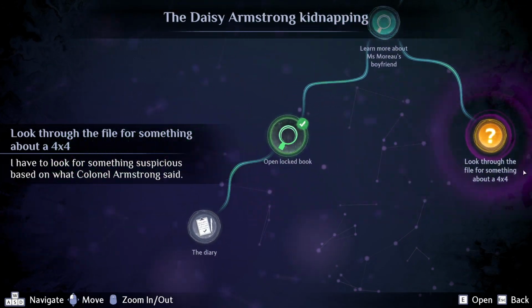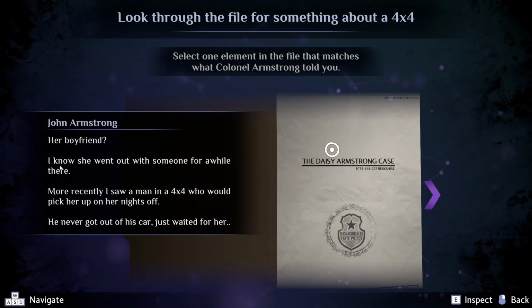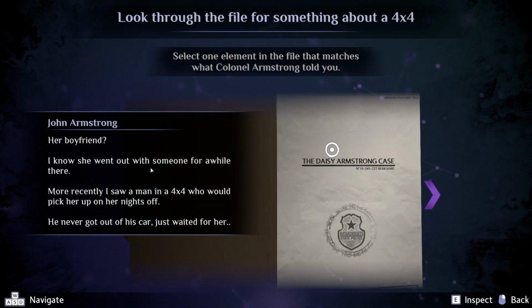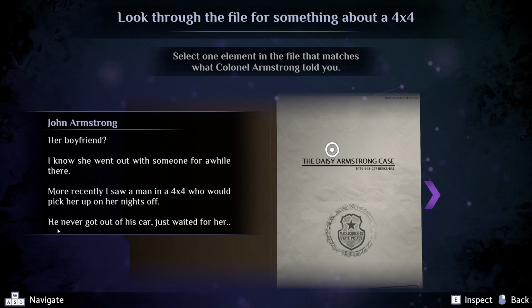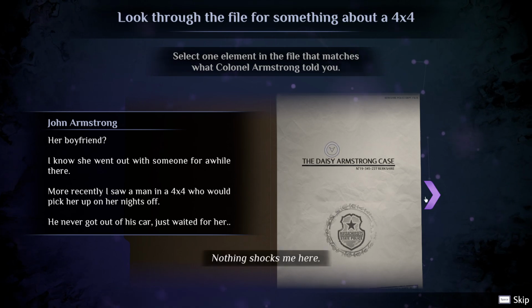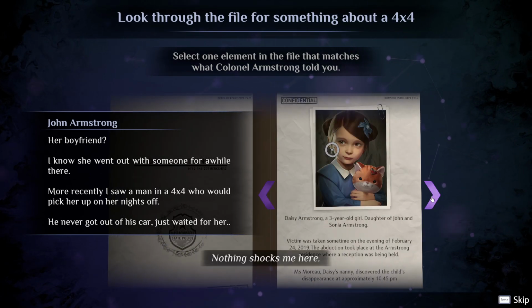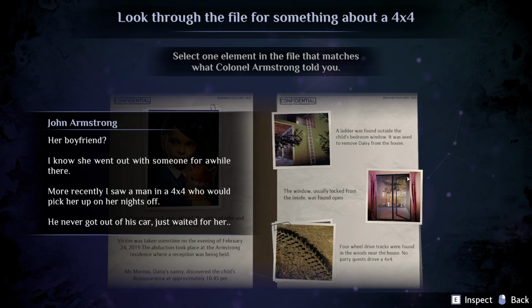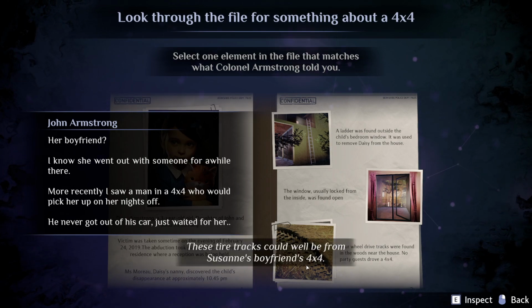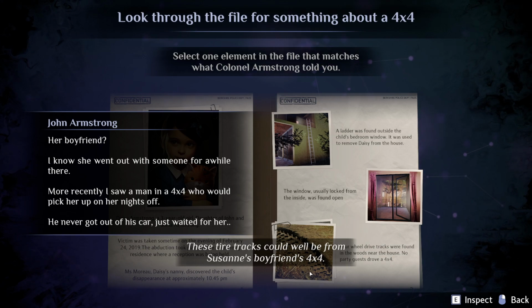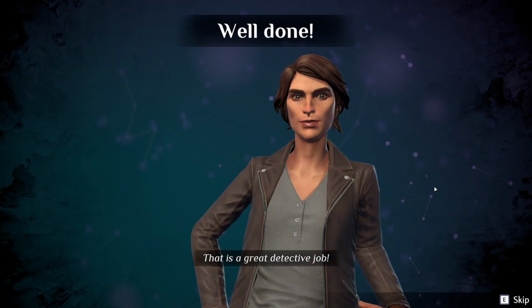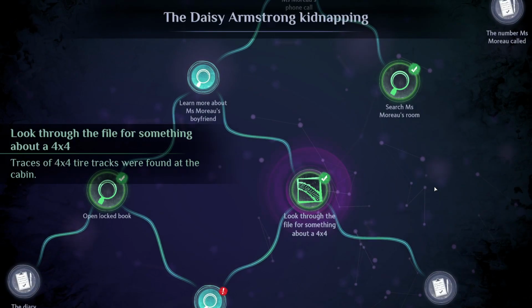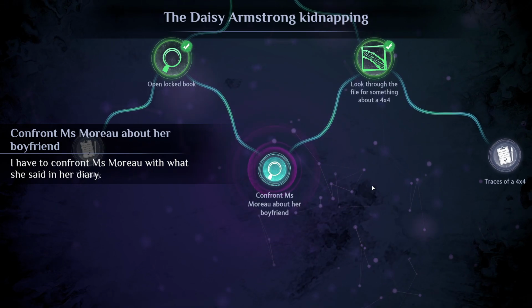Okay, so we got another trait. So her boyfriend, I know she went out with someone for a while. More recently, I saw a man in a 4x4. Nothing shocks me here. Yep. These tire tracks could well be from Suzanne's boyfriend's 4x4. That is a great detective job. Okay, let's confront.